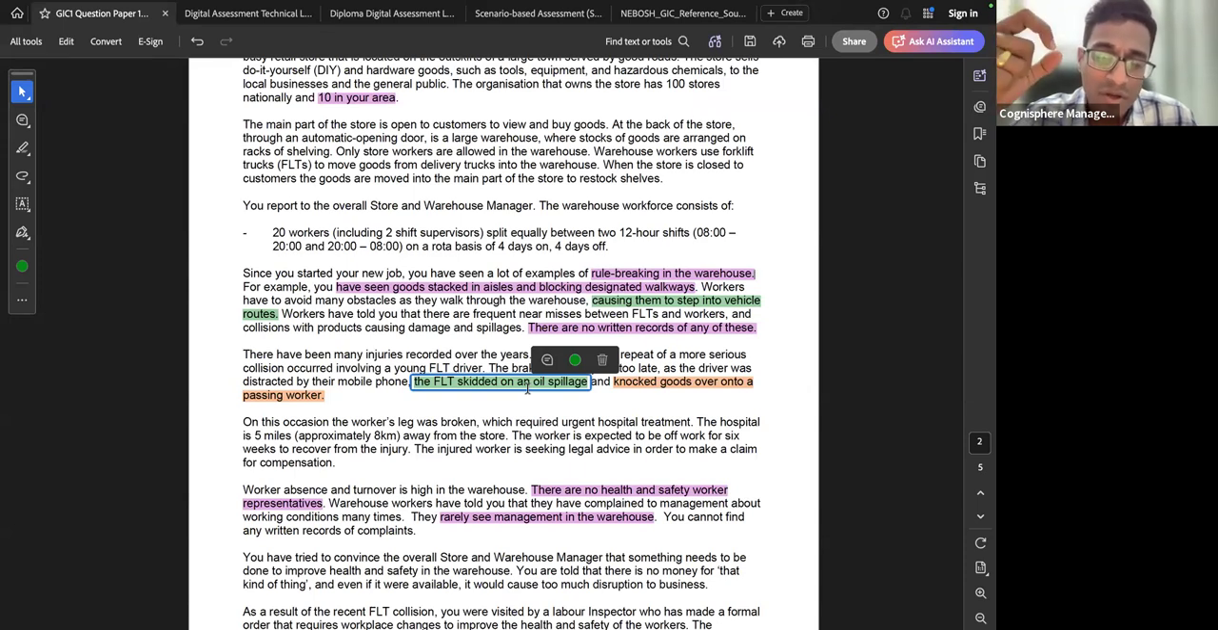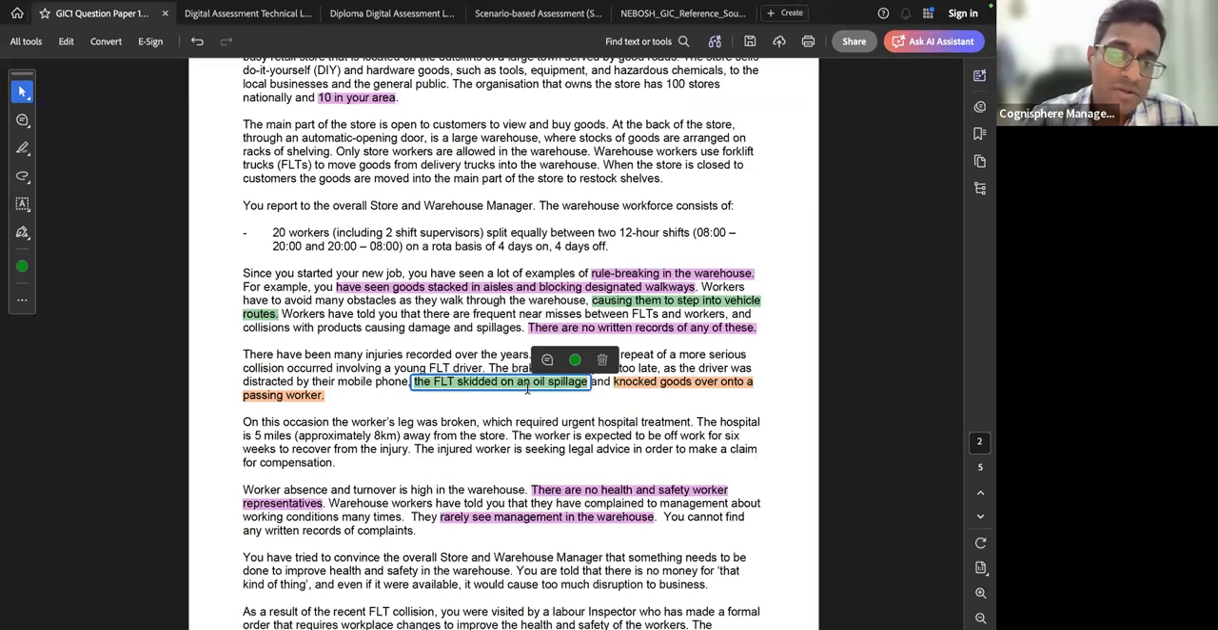Maybe because you do not have the cleaning equipment to clean the oil spill, or you may not have the trained person to clean the oil spill, or you may not have the adequate kit to clean the oil spill. So that is what we will be focusing on here.